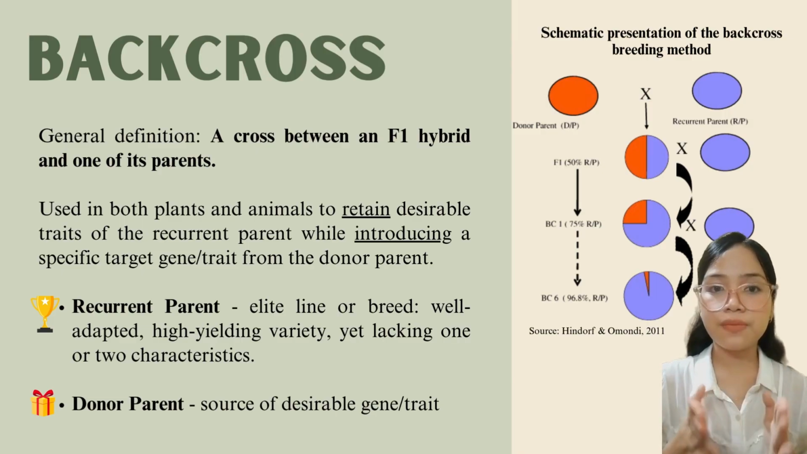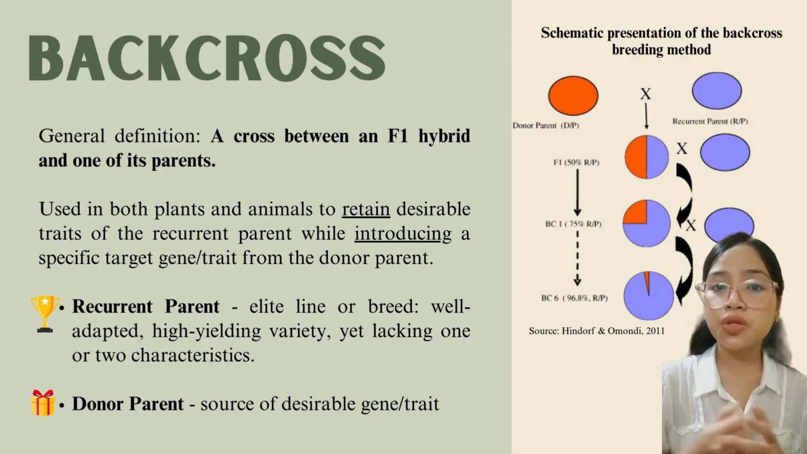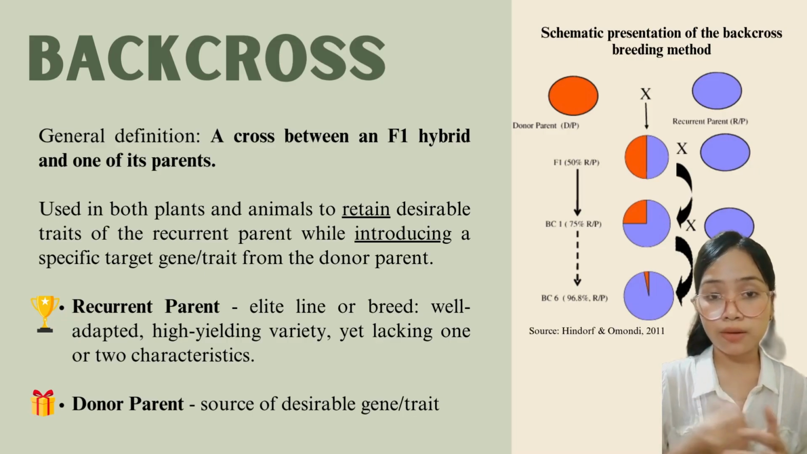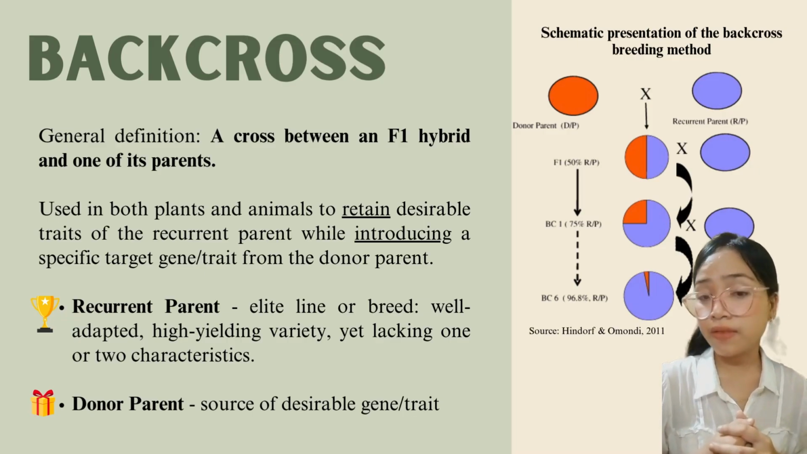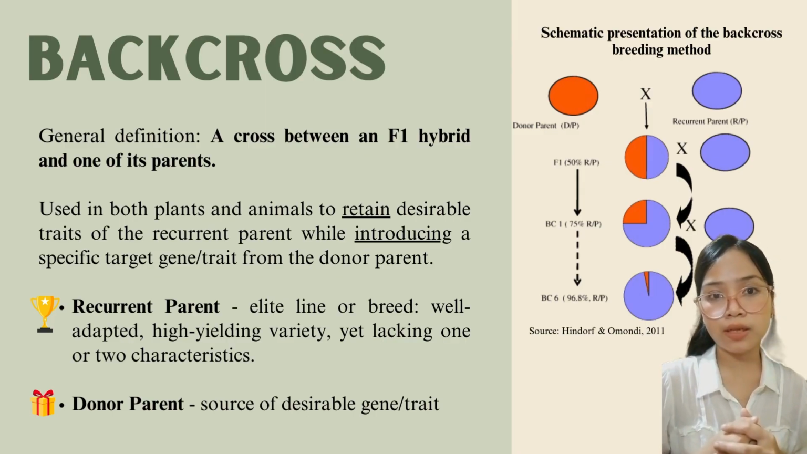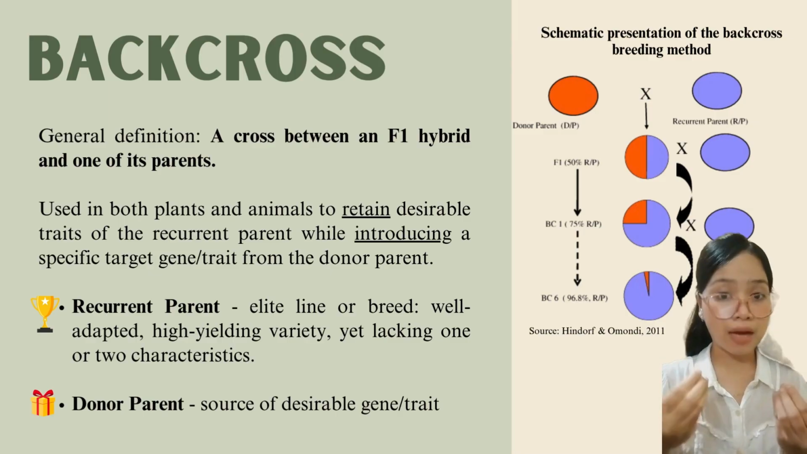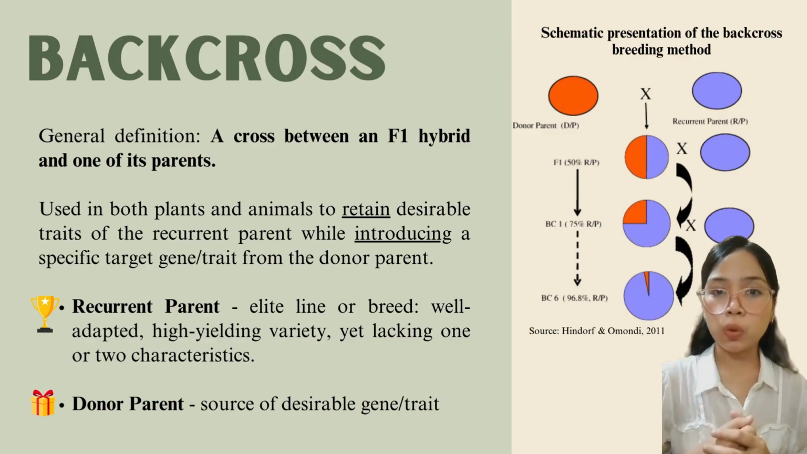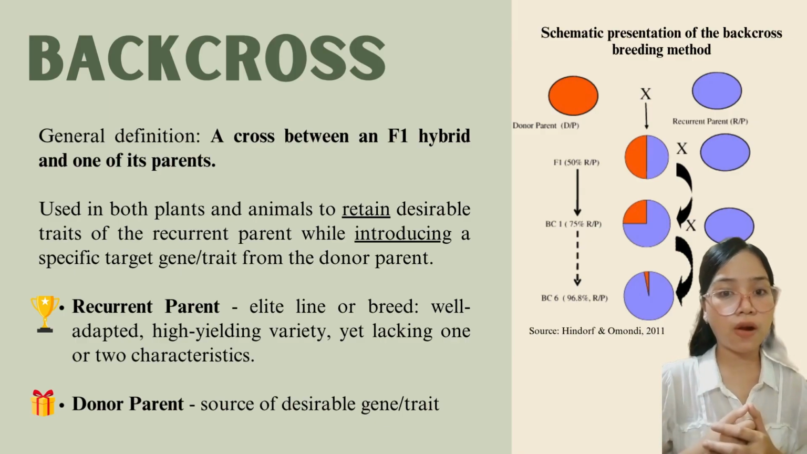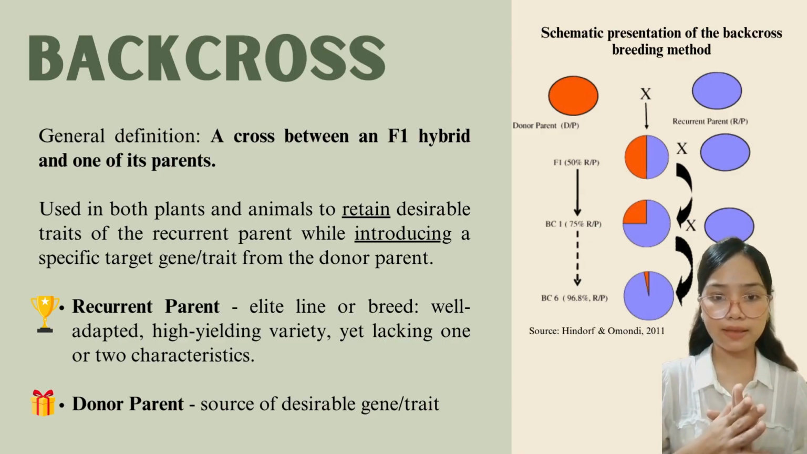With each successive backcross generation, the progeny or the offspring becomes genetically more similar to the recurrent parent, about 75% in backcross 1 and approximately 96 to 98% with successive backcrossing. And this shows how backcrossing restores the genetic identity of the elite parent while retaining the new trait we introduced from the donor parent.